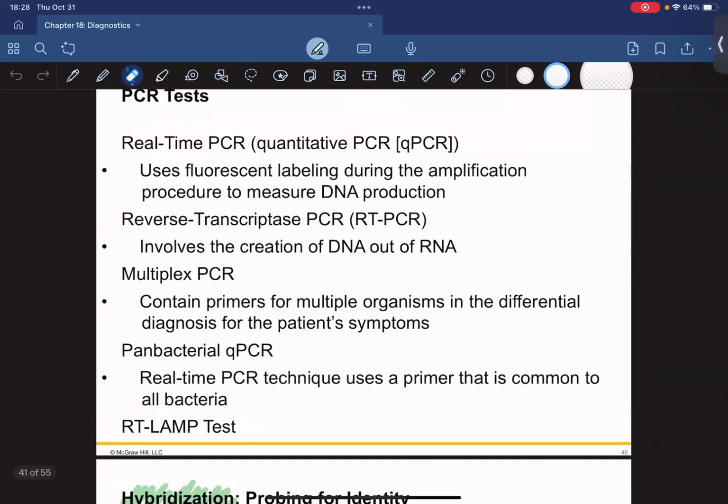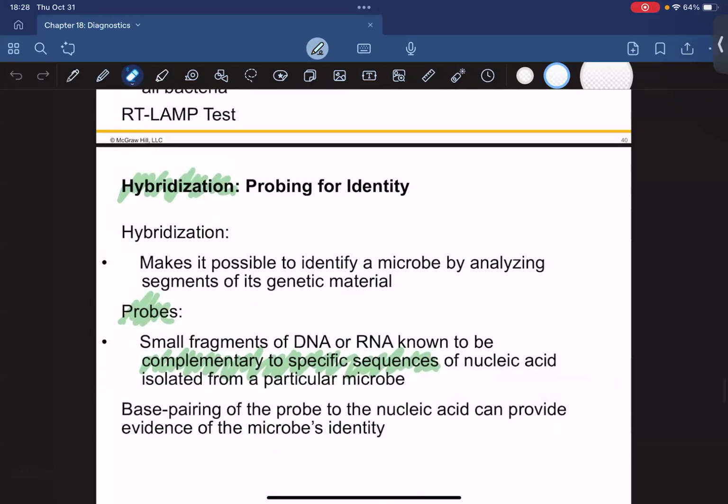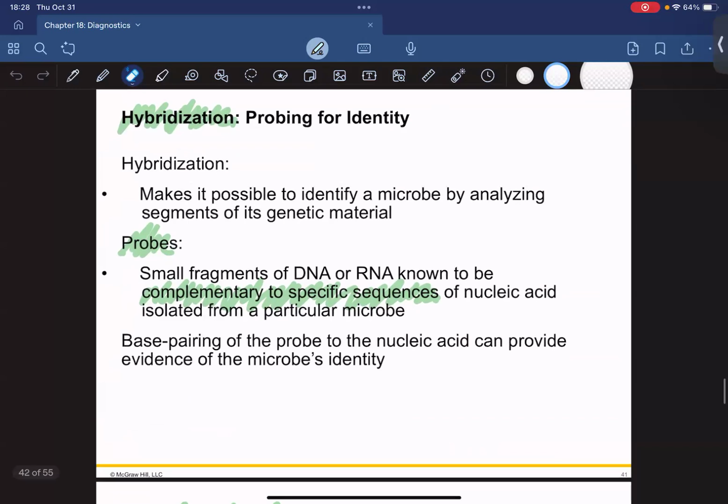Pan-bacterial is just looking for general groups of bacteria. So you might have genes that signify that this is a type of bacteria that is in the gut versus gram-positive bacteria versus whatever. That's generalized grouping. So that might help you narrow down. Don't ask me about RT-LAMP because I don't know what it stands for.